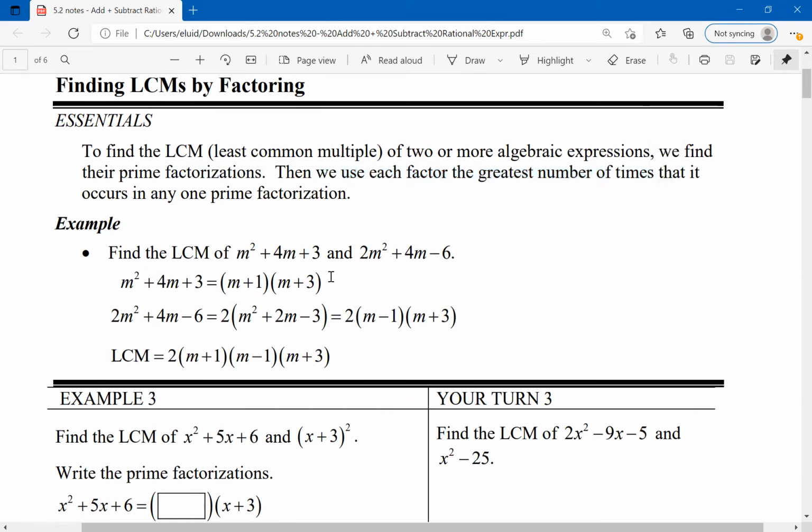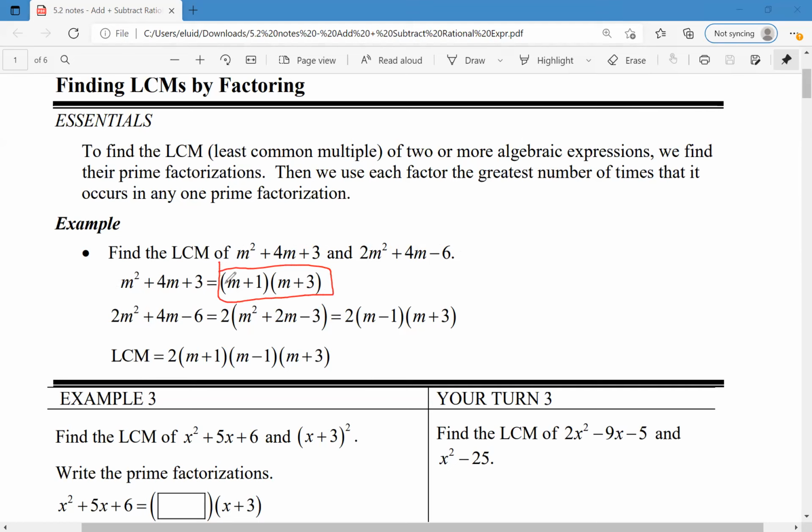Let's see if we can make sense of this example. Our first example says, find the LCM of m squared plus 4m plus 3 and 2m squared plus 4m minus 6. So our first job is to factor each one of those. That's the prime factorization. See our previous unit on factoring for how to do that. So m squared plus 4m plus 3 gets factored into (m plus 1)(m plus 3).